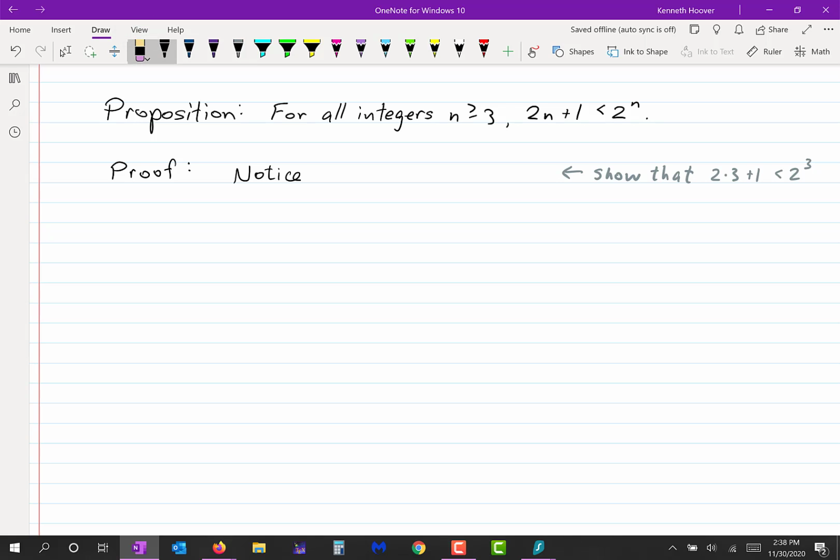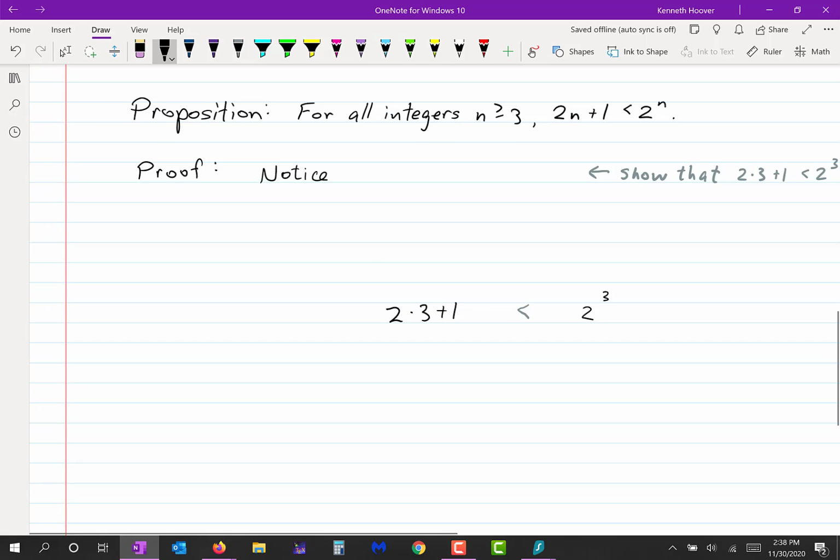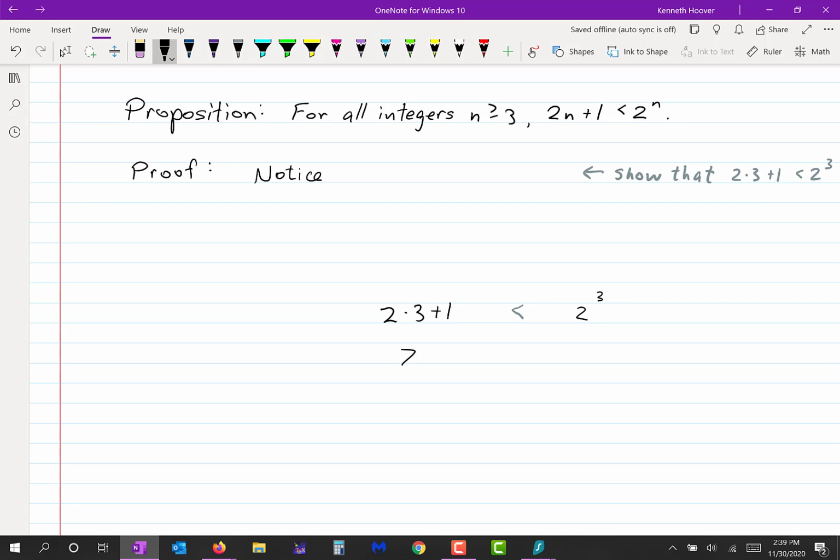Well, here, before I even write it down, let's do some scratch work. Let's see what we're working with here. We've got 2 times 3 plus 1, and we want that to be less than, I'll put this in gray because I don't know that it's less than until I work it out, but I want it to be less than 2 to the power 3, right? Well, what is on the left? On the left is 6 plus 1, which is 7. And on the right is 2 to the power 3, which is 8. Oh, that's good because 7 is less than 8. I'm going to put that as black because I know that that's true.